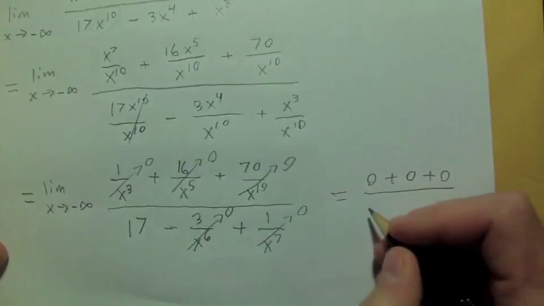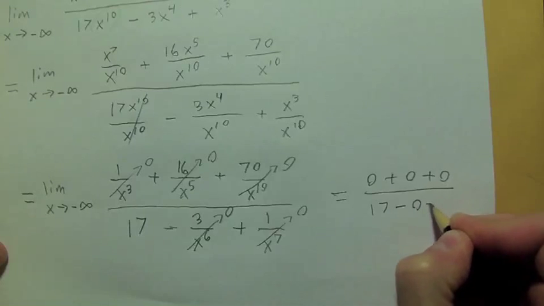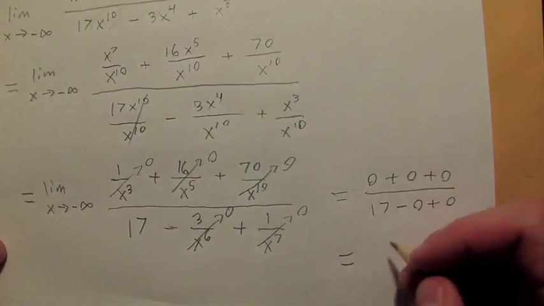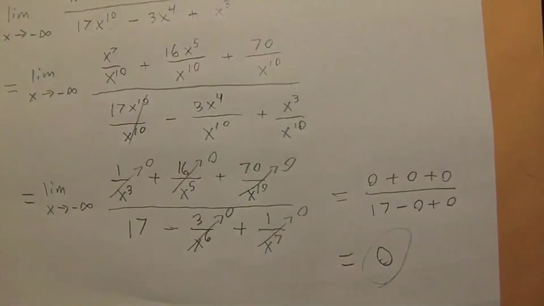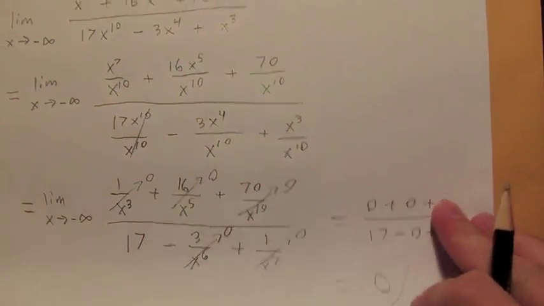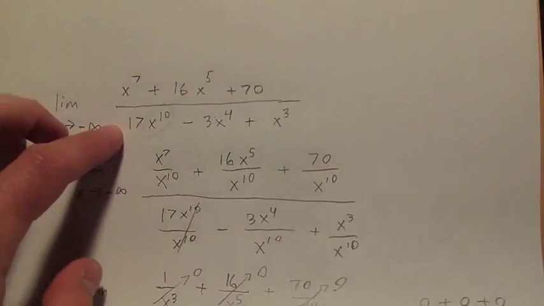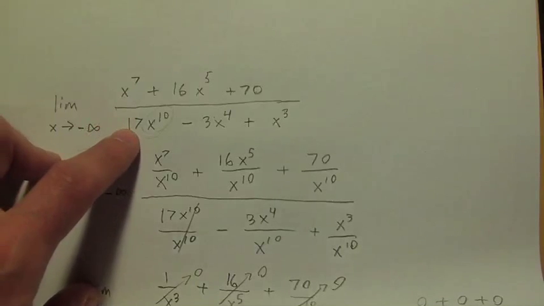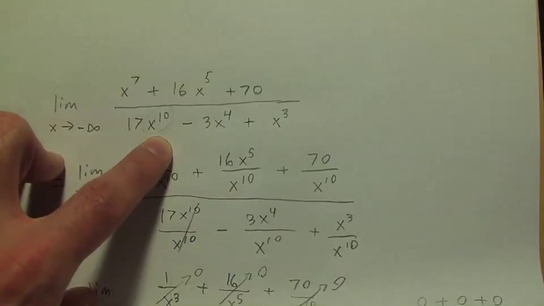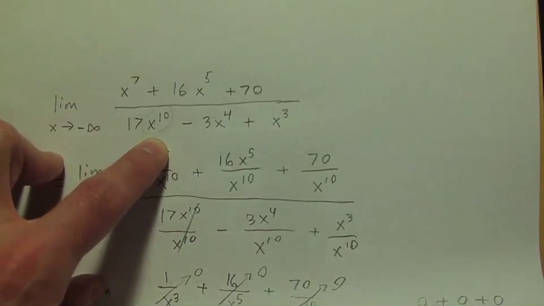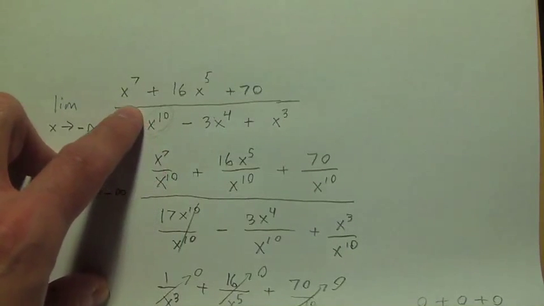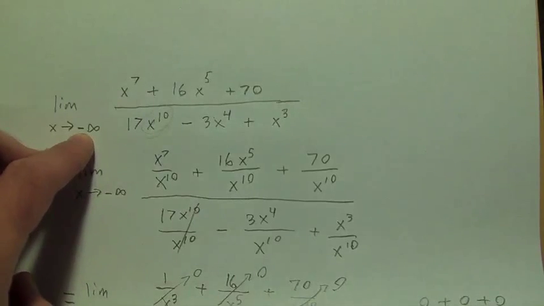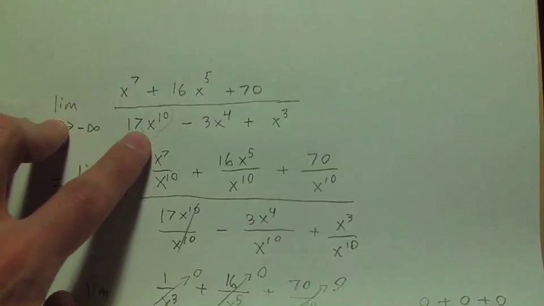Again, you don't have to write this step. I'm just being very explicit here. What we really have is 0 over 17, which is 0, right? Which might be what you suspect looking at this, because the highest power of x is in the denominator. X to the 10th goes to infinity much faster than x to the 7th. Whether it's plus or minus infinity, it doesn't really matter here.